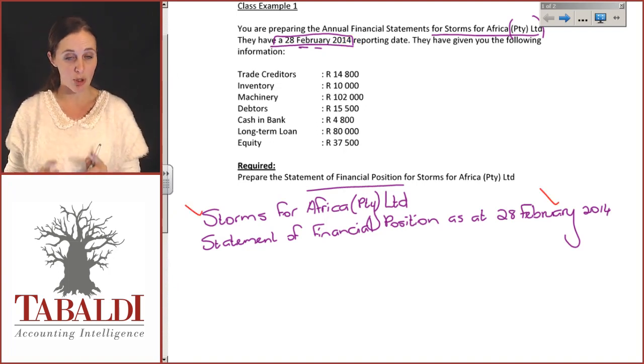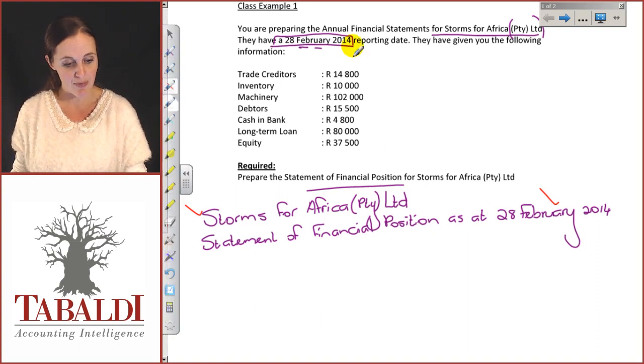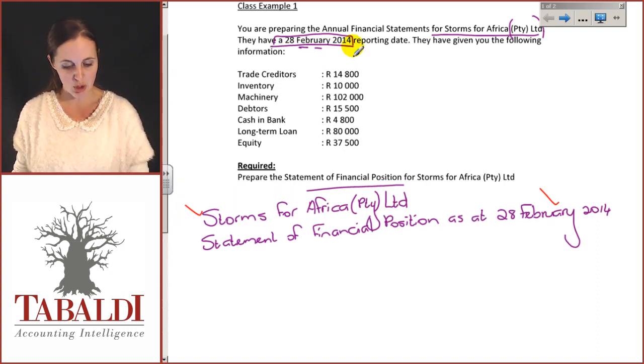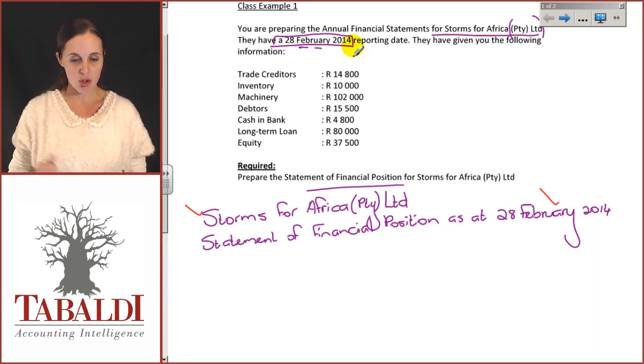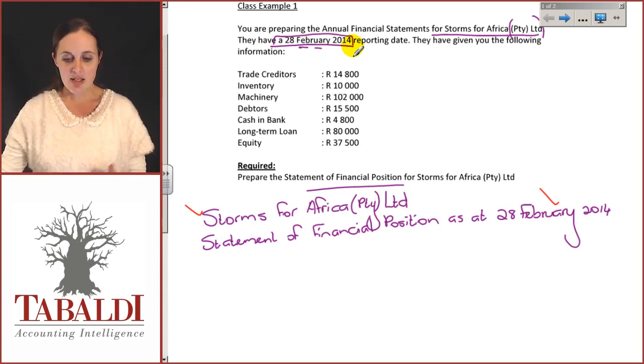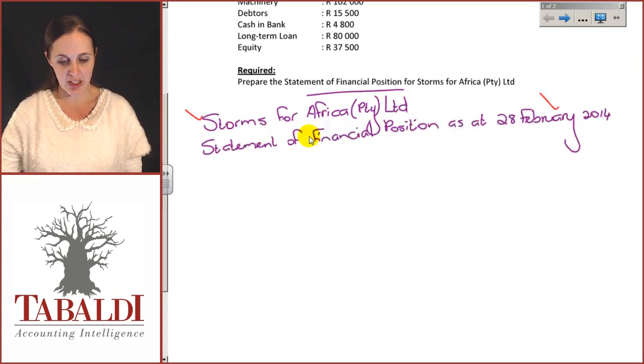This will generally be worth 1 or 2 marks, so these headings are worth marks. You want to get them down as fast as possible. So the heading is very important. Make sure you know the name of your company, and make sure you know the reporting date. The next thing is the structure. I want the statement of financial position.